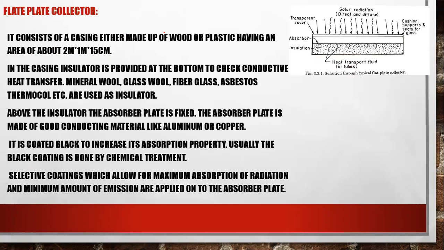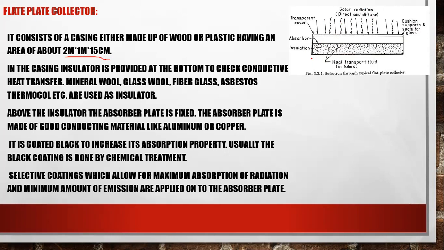And then, the next part of the flat plate collector. It consists of a casing made of either wood or plastic, having dimensions of about 2 m by 1 m by 15 cm. Here is the flat plate collector.